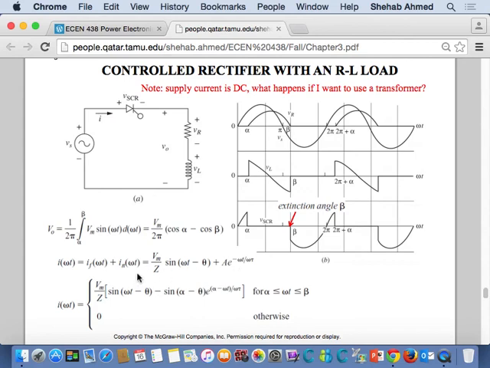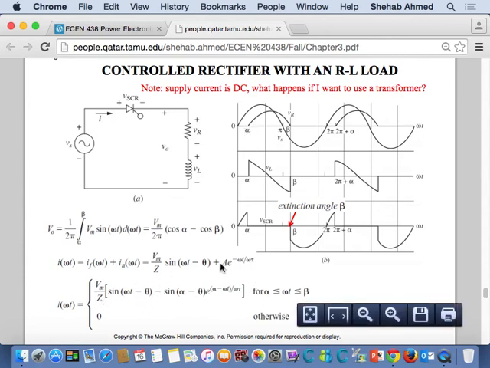Forced response, natural response. Forced response is equal to the voltage over the impedance. Natural response, A e to the minus t over tau. How do you find A? You find A from the fact that i of alpha is equal to 0. Then you substitute and find A. So they found A for you, and they put it here, and that's what you have in your equation sheet.